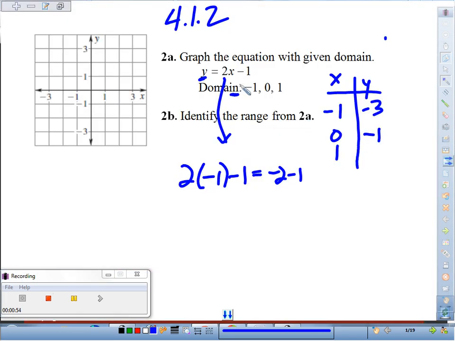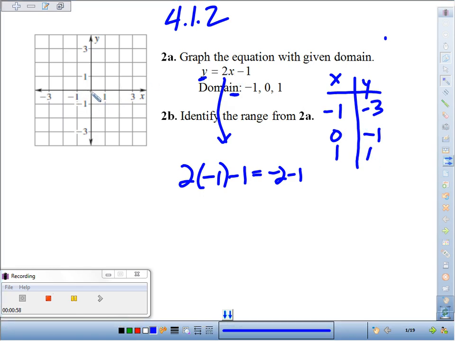Okay, so we said 2 times 1 was 2, minus 1 is 1. So if we plot those points, (-1, -3), (0, -1), and (1, 1). Remember, one of the keys we talked about is that what we're studying this year is linear algebra, so everything should be in a straight line. Since our points are in a straight line, that's probably a good check that we're done.